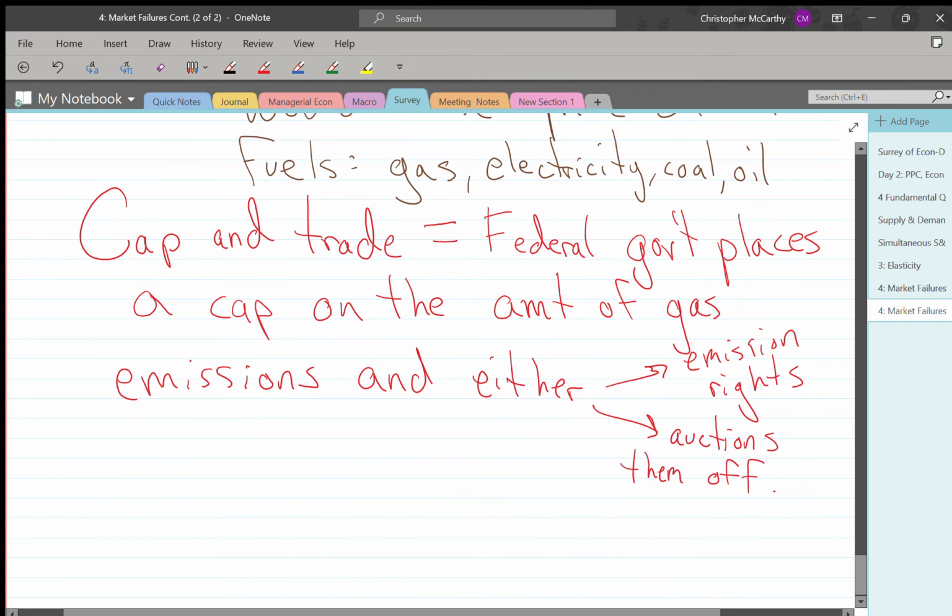There are costs and benefits to each one of these policies. The benefit of just a flat tax is there's not a lot of government interference once it's put into place. The benefit to the cap and trade program is that you can actually lower the gas emissions, whereas if you just put a tax on it, people might just still emit the same amount and just pay the extra fee.